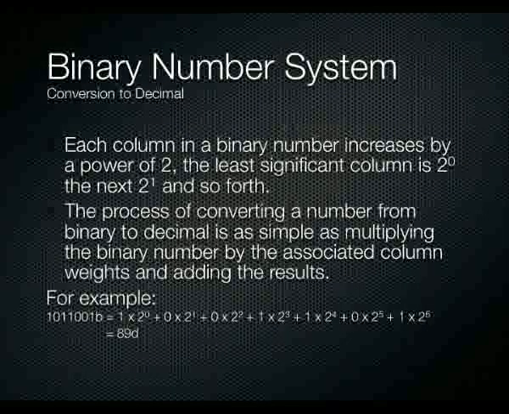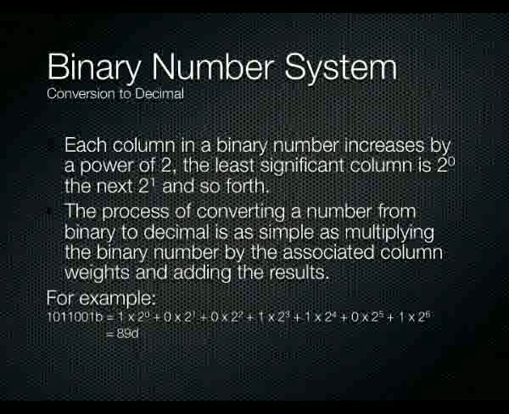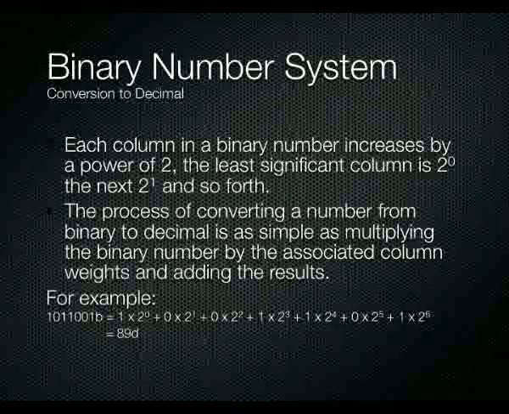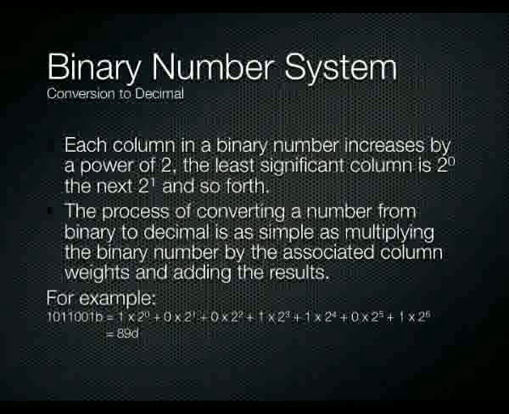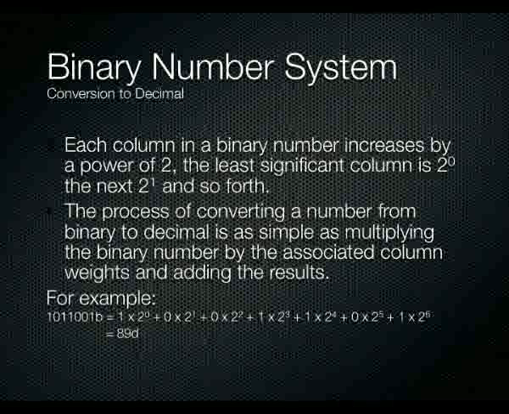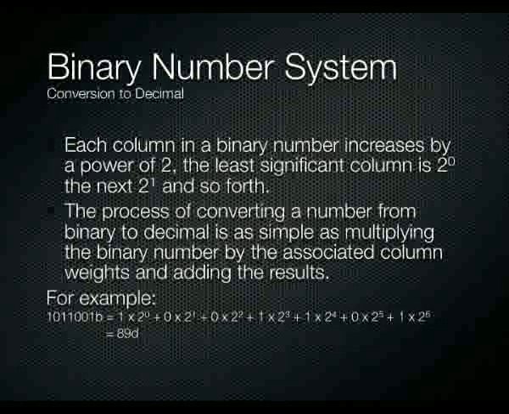The process of converting a number from binary into decimal is fairly straightforward. It's the same way that we converted a decimal number into a decimal number. We simply multiplied the number in that particular column by the radix raised to the column number. So for this example here, we start with the least significant digit, which in this case is the 1. We simply go 1 times 2 to the 0, which of course is 1 times 1, which gives us 1.